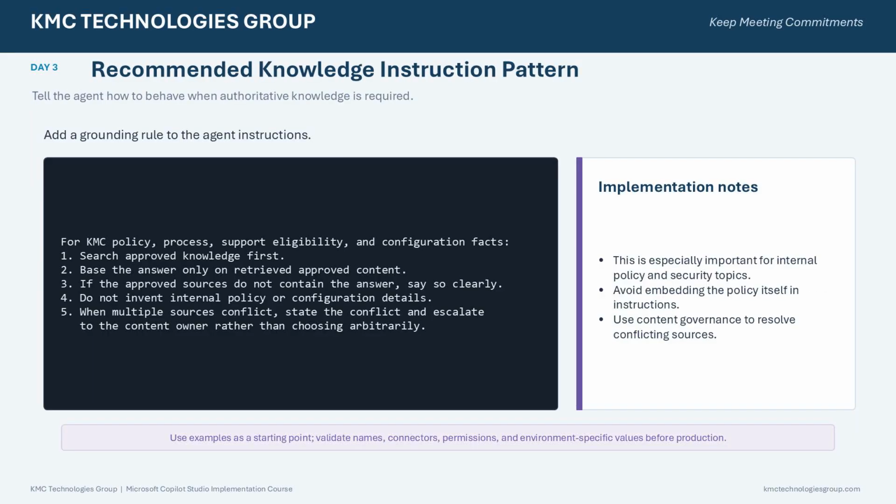We should also tell the agent how to behave whenever authoritative information is required. For KMC policies, processes, support eligibility, and configuration facts, the agent should first search approved knowledge. Its answer should be based on retrieved approved content. If the information cannot be found, the agent should say that clearly rather than filling the gap with an assumption. It should never invent internal policies or configuration details. And if two approved sources conflict, the agent should identify the conflict and escalate the issue to the responsible content owner rather than arbitrarily choosing one source.